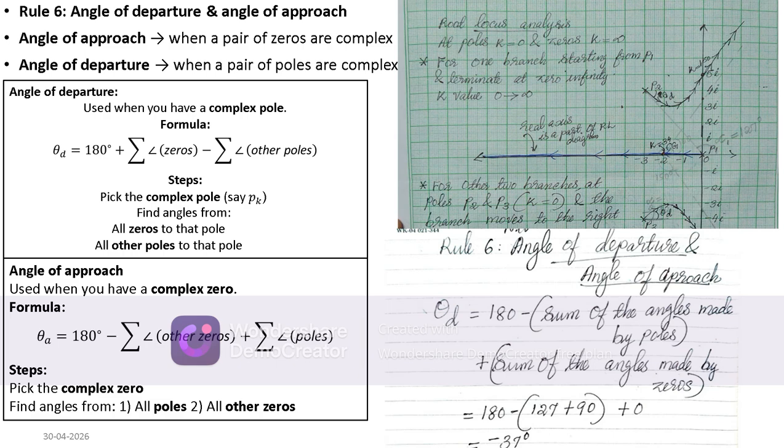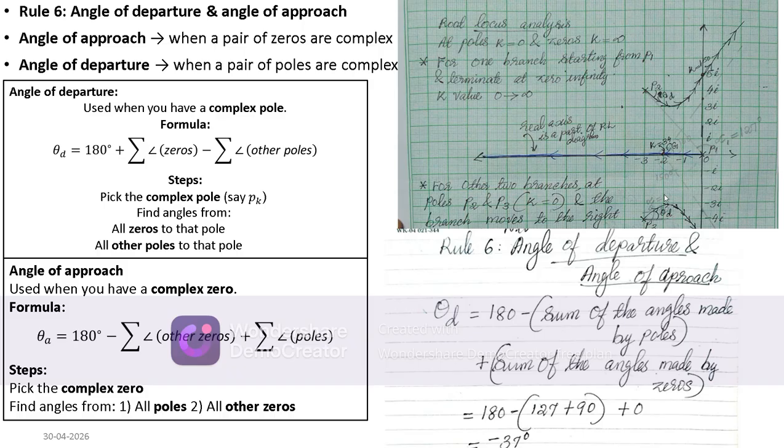So there is a formula for finding the angle of departure and angle of approach. If you want to find theta d, the angle of departure, it is 180 plus sum of the angles made by zeros minus sum of the angles made by poles. If you want to find the angle of approach theta A, it will be 180 minus sum of the angles made by zeros plus sum of the angles made by poles. Coming to our question, we have two complex poles, so there will be an angle of departure.